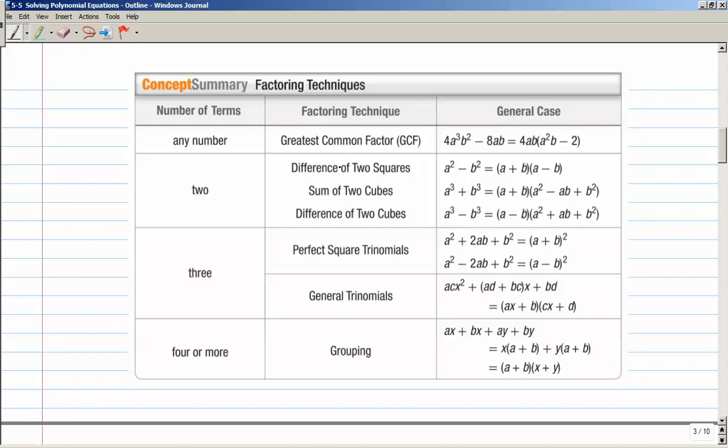If you have two terms, always consider it could be a difference of two squares, so something like a squared minus b squared.